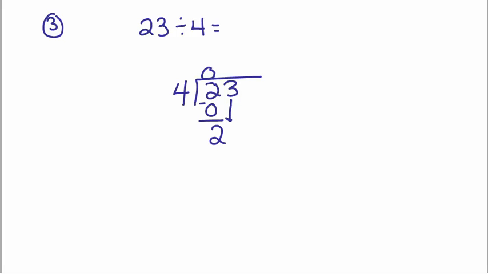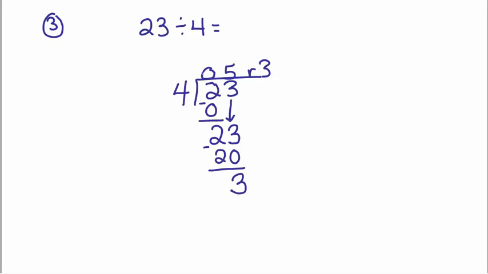And as we've done before, we will bring down our 3. And now we have 23. So in thinking how many groups of 4 can we make from our 23 with our times tables, we can tell we can make 5 groups of 4, which is 20. Subtract those. We have 3. We don't have any more numbers up here, so we can leave our answer as 5, remainder 3.